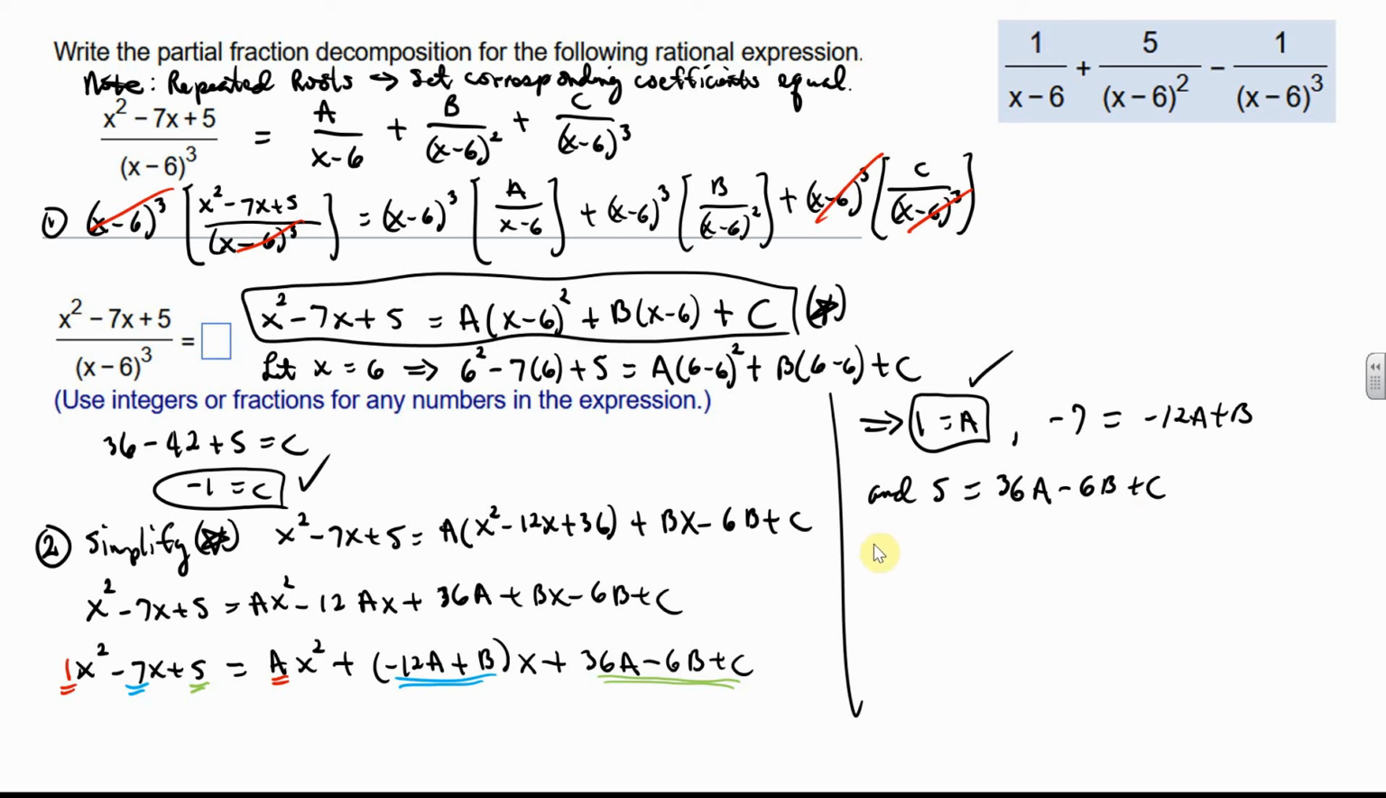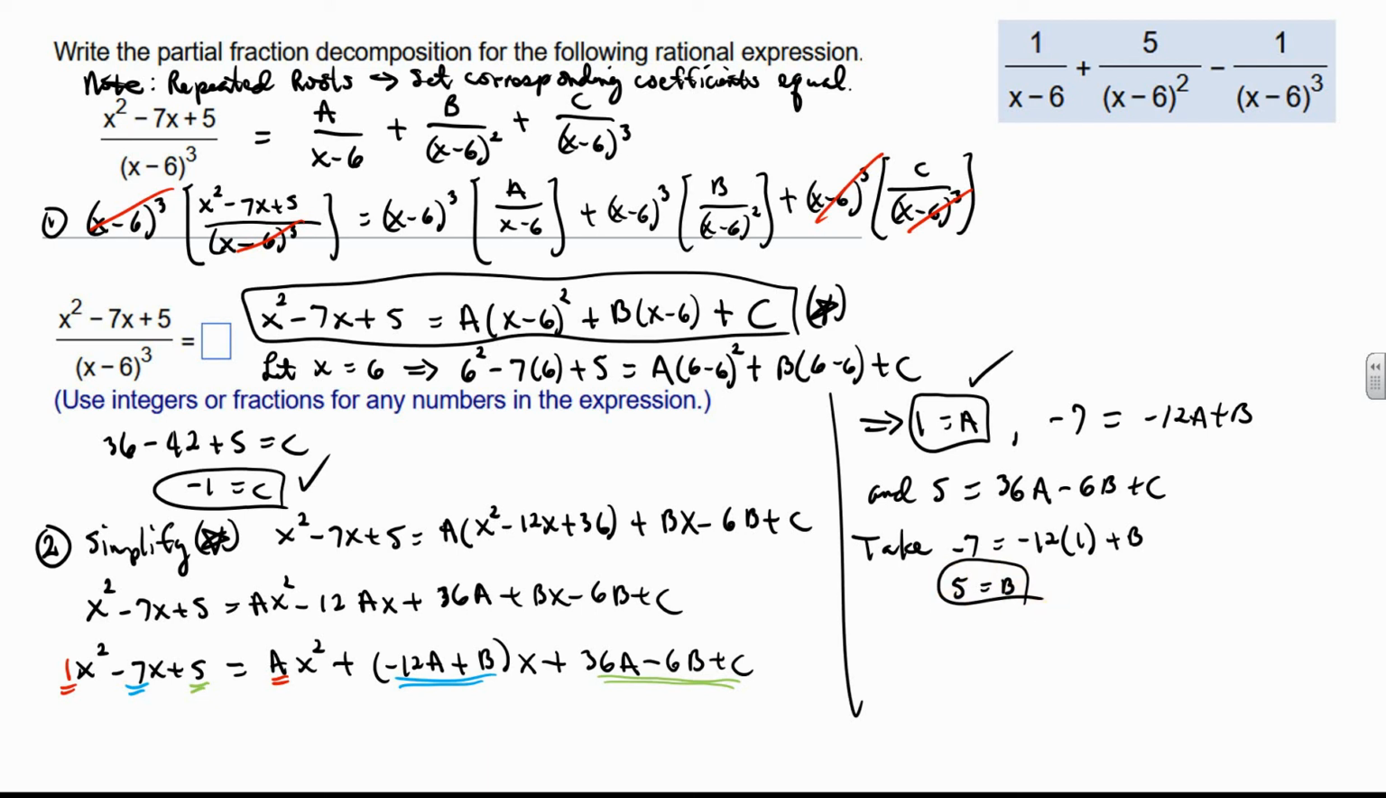So anyway, let's take negative 7 is equal to negative 12. We know what a is. A is 1, plus b. Right? So we add 12 on both sides. So we get 12 minus 7. We get 5 is equal to b. Okay? I mean, we got it.